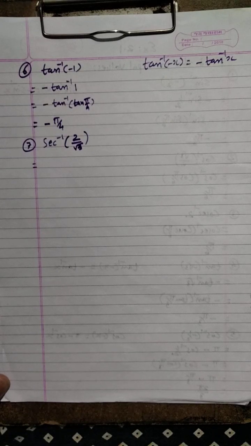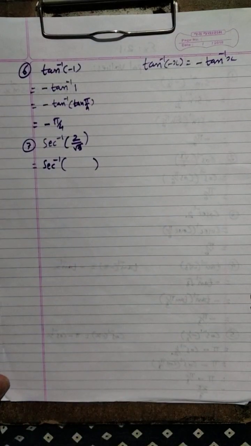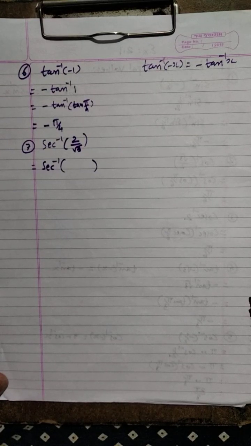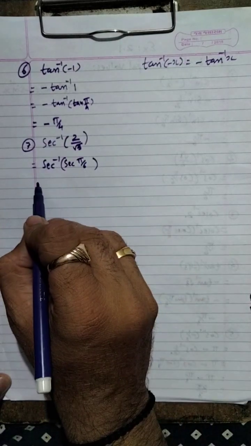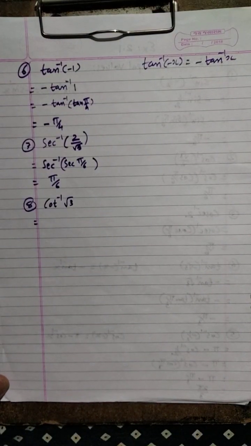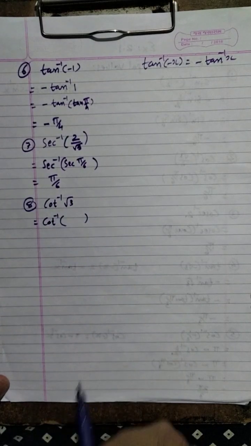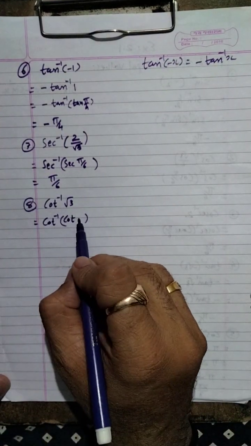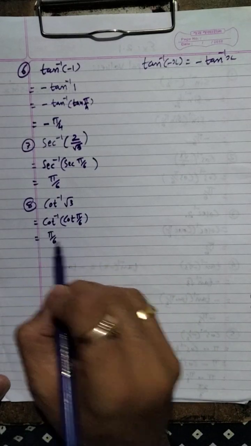Sec inverse 2 upon root 3. Sec inverse, instead of 2 upon root 3, we can write sec pi by 6. So sec pi by 6. Sec inverse and sec will be cancelled. We get pi upon 6. Cot inverse root 3. Here cot inverse. Cot pi by 6, that is root 3. So instead of root 3, we write cot pi by 6. We get pi by 6.